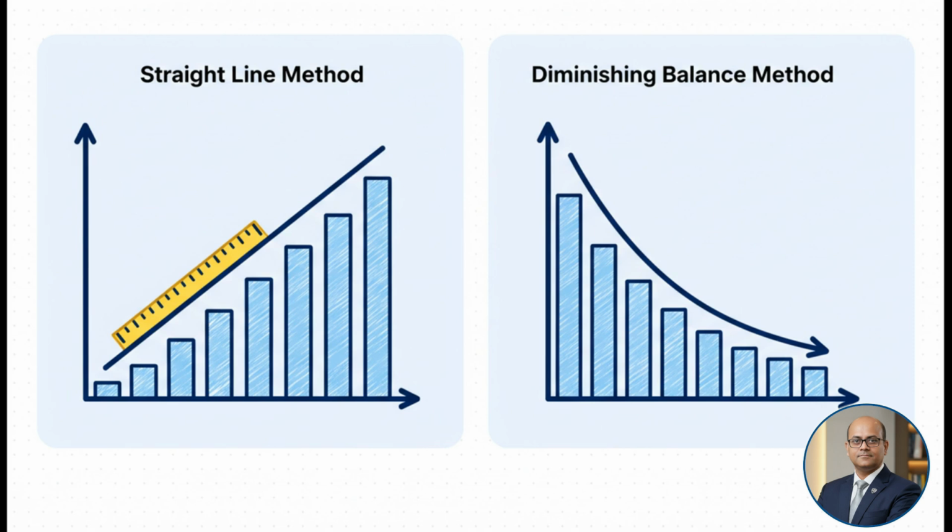Remember our mobile phone? An asset usually loses more value in its first few years. This method shows that. Depreciation is higher at the start. And one more important point. In this method, the asset's value becomes very small, but it will never become fully zero.